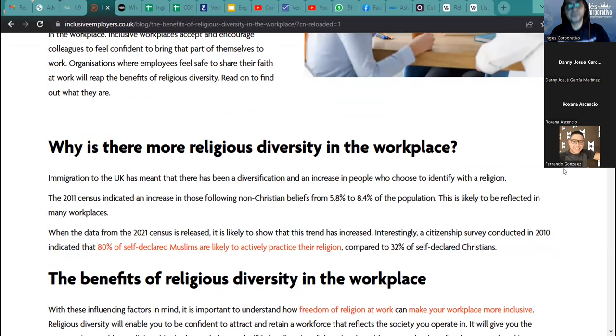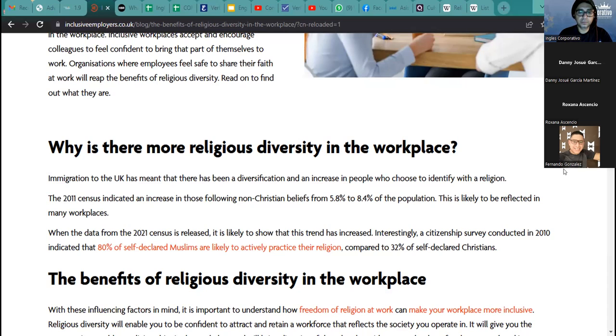Okay. Why is there more religious diversity in the world? Immigration to the UK has meant that there has been a diversification and an increase in people who choose to identify with their religion. The 2011 census indicated an increase of those following non-Christian belief from 5.8% to 8.4% of the population. This is likely to be reflected in many workplaces. When the data from the 2021 census is released, it is likely to show that this trend has increased.